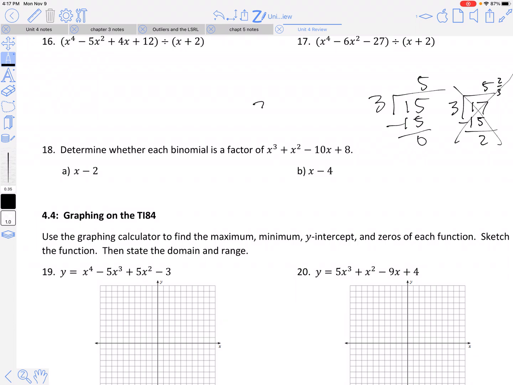And we could look at many numbers and see, and it doesn't have to be 3, I'm just on a roll with 3s here, right? If there's no remainder, it's a factor. All right, so 18, determine whether each binomial is a factor of this guy.